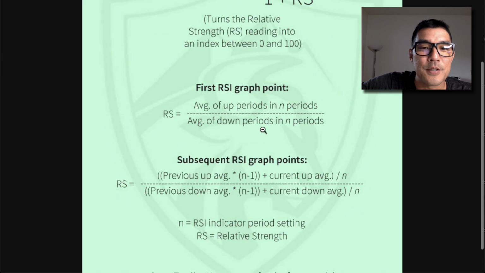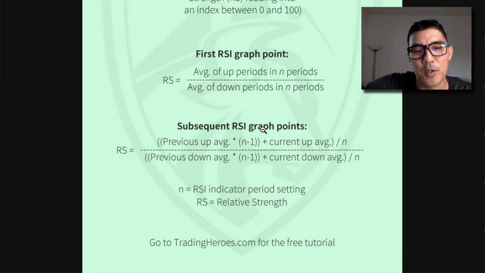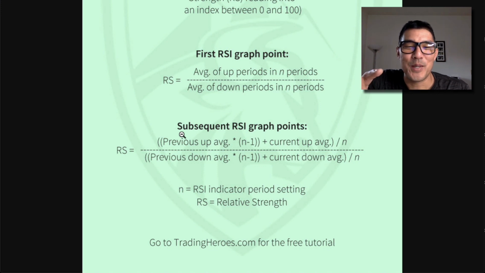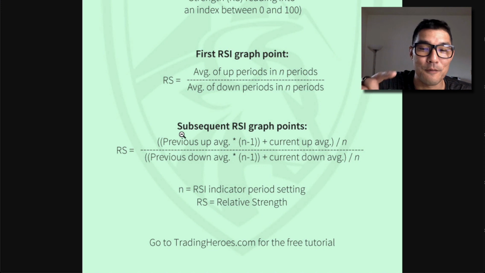Okay, after the first RSI graph point, all subsequent graph points are calculated by this formula. The numerator is going to be the previous up average of the n-1 periods. What does that mean? If you use the default of 14 periods, you take the average of the first 13 periods, multiply that by 13, and then add the average at the 14th data point.